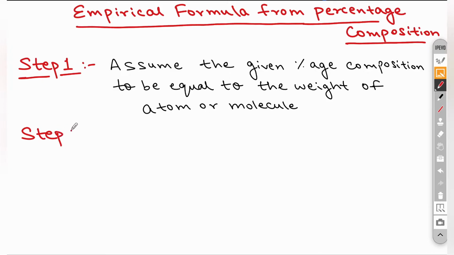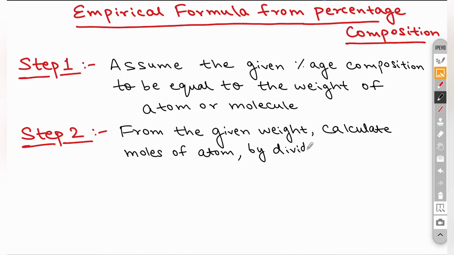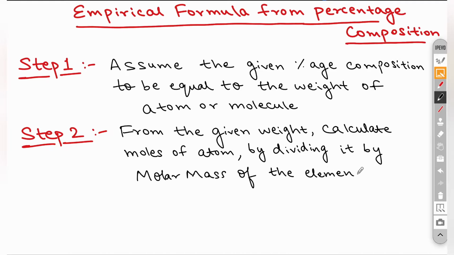Step number 2. From the given weight, the weight which we calculated in step 1, calculate moles of atom by dividing it by the molar mass of the element. If it is an atom, divide by the molar mass of the element. If it's a compound, divide by the molar mass of the molecule.